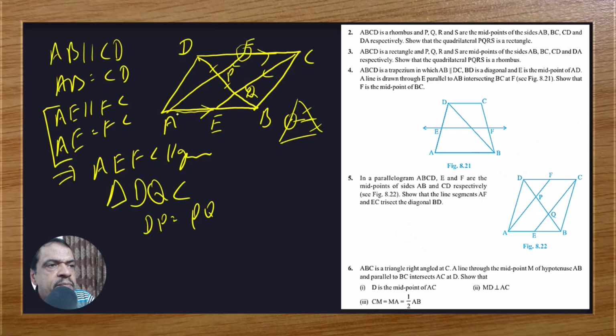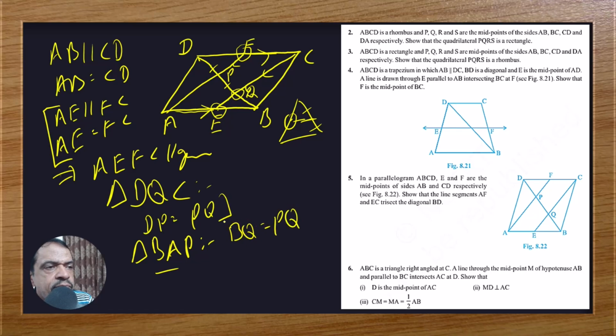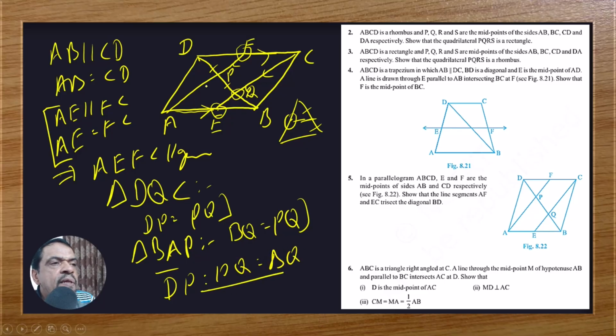In the same way, see triangle BAP. In BAP, E is a midpoint, given. So by the converse of the midpoint theorem, Q will also be a midpoint, because this line is parallel to this line. These are parts of the parallelogram. So this shows that BQ equal to PQ. So these two imply that DP equal to PQ equal to BQ. Hence AF and EC trisect the diagonal BD.